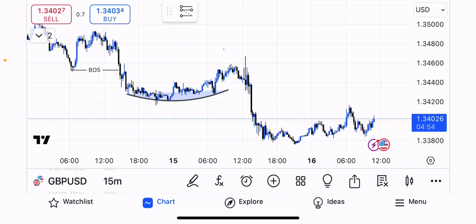Hello traders, here's how I caught a trade on GBPUSD. So, how was it going?